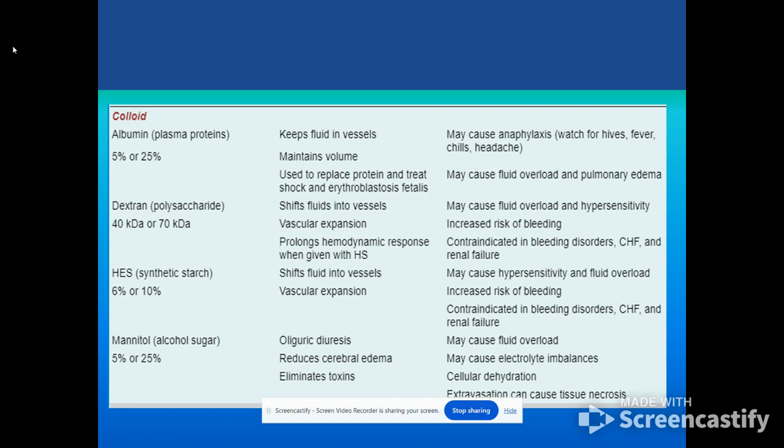We have something called HES, or synthetic starch. Again, it shifts the fluid into the vessels, also a volume expander. It can cause fluid overload and increased bleeding. Same thing with contraindications. And then we have mannitol. Mannitol is used a lot of times in patients in the ICU that have neurological disorders. So it will help to treat when you need diuresis, when there's low urine output.